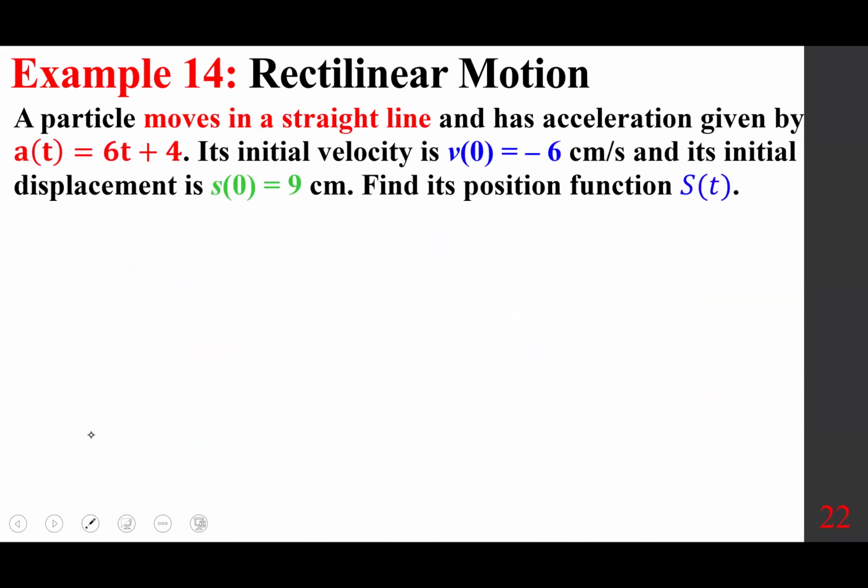Here's an application of that rectilinear motion. A particle moves in a straight line and has acceleration given by a of t equals 6t plus 4. Its initial velocity is v of 0 equals negative 6 centimeters per second, and its initial displacement is s of 0 equals 9 centimeters. Find its position function, s of t.